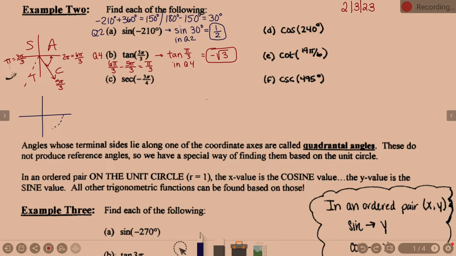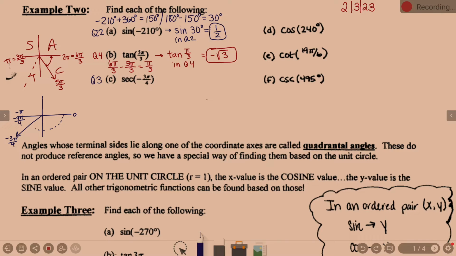Now, if we go negatives, this is 0, and this is negative pi, negative 4 pi over 4. So where's negative 3 pi over 4 going to be? Quadrant 3, right there. So we are in quadrant 3.